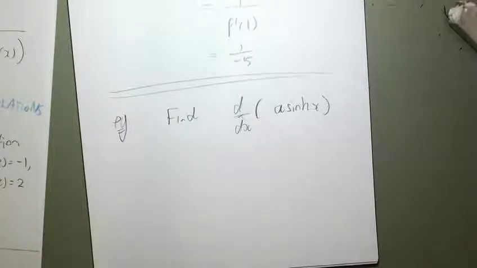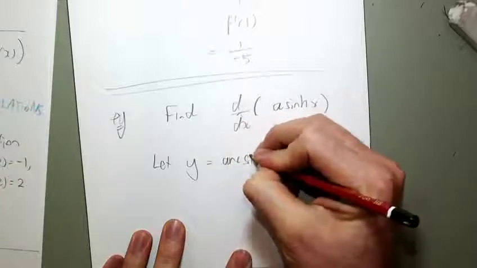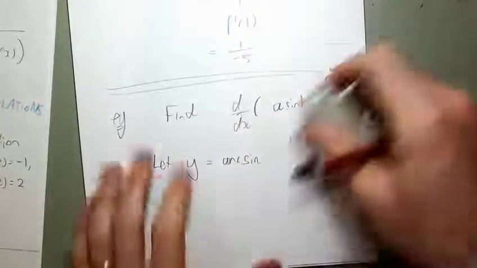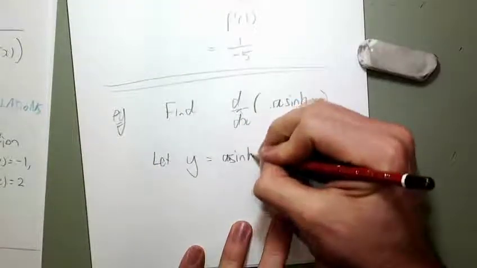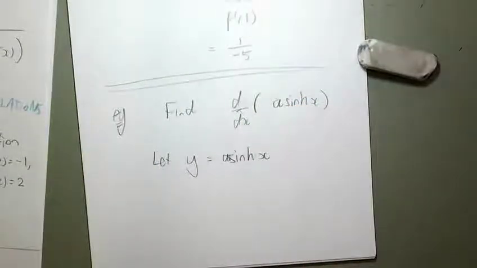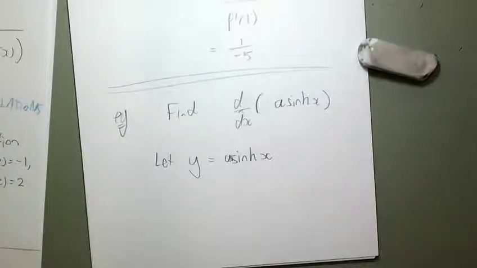So if I want to find the derivative of that, the best thing to do is to start with y equals a-shine x. Note that I did not say let y equals shine x. I literally just said this function here I shall call y, so that what I'm really finding is dy on dx.